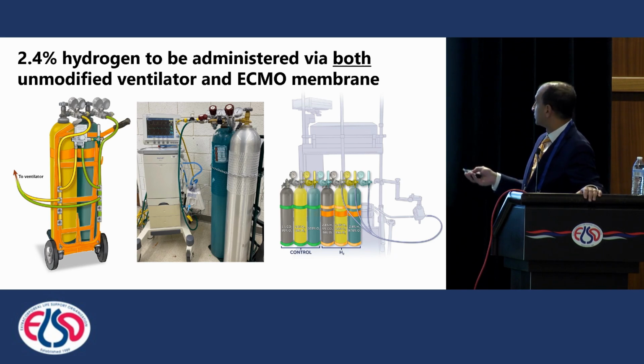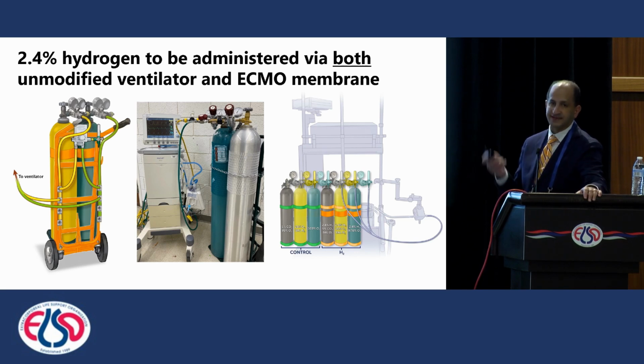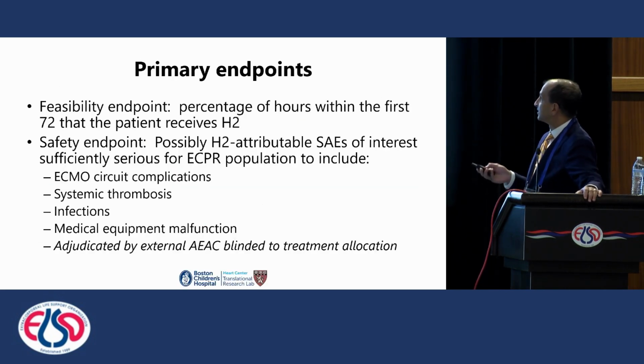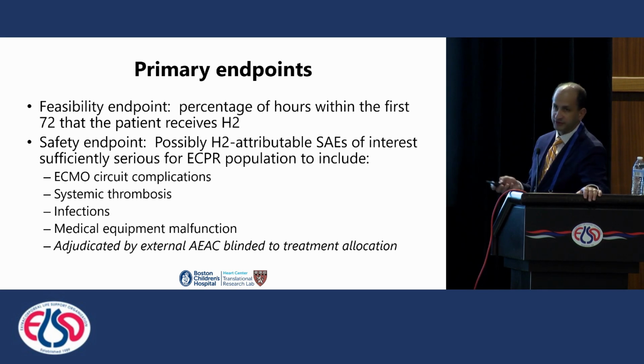And we'll do the same thing with the ECMO sweep gases. So we will essentially perfuse all gases that exchange with the plasma through both the ECMO membrane and the lungs with hydrogen. That'll take place for 72 hours, and we will study primarily the feasibility of this approach, the fraction of hours that we're able to deliver hydrogen successfully, and then we'll also look at safety endpoints, which are really hydrogen attributable AEs that'll be adjudicated by an external committee that'll be blinded to treatment allocation.